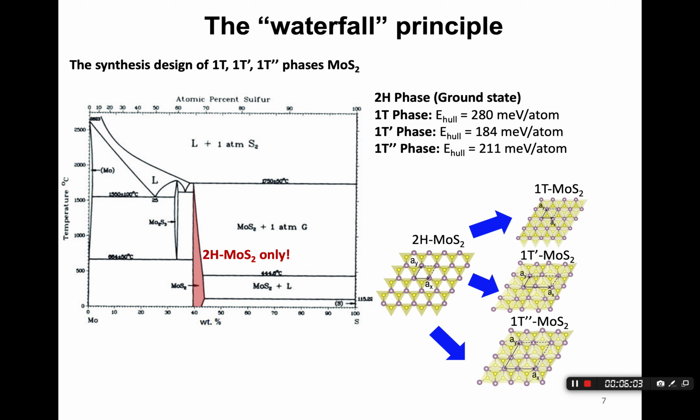And the 1T prime is actually a 2D topological insulator. So there are some fancy and fantastic physical properties for us to study. So in order to synthesize the 1T prime and the 1T double prime, as well as the 1T phase, we cannot just heat it up by mixing different precursors, right? And so what are the alternative synthesis pathways?